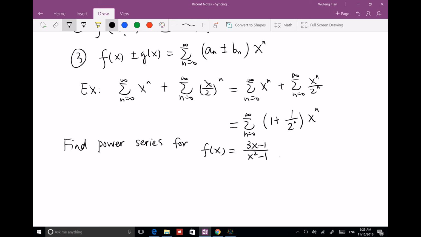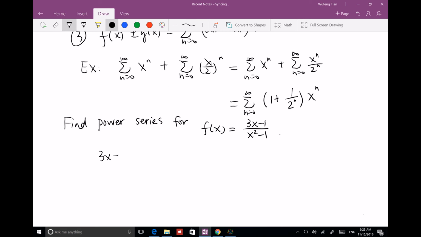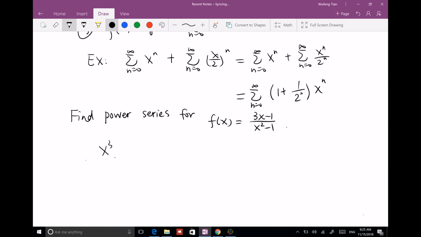Anyone? You can do what? Long division. Okay, long division is a good idea, but this is 3x minus 1 divided by x squared minus 1. This power is even less than this power. If it's, for example, x cubed minus 1 over x squared minus 1, yes, I can do long division. But here the power is even less than the power in the denominator, so I cannot divide it. It's like, for example, 3 over 5. This is even less than that. Right? So what do I do? Any other idea?